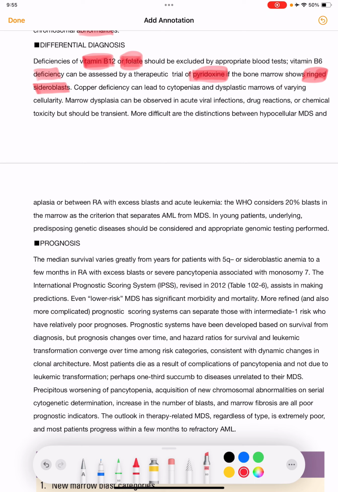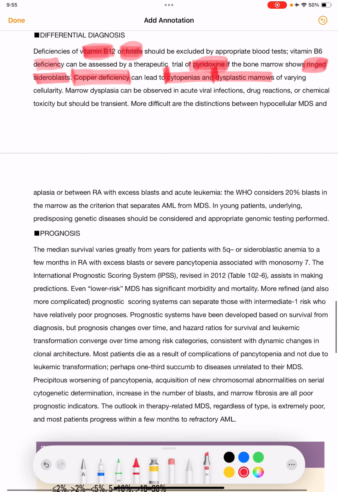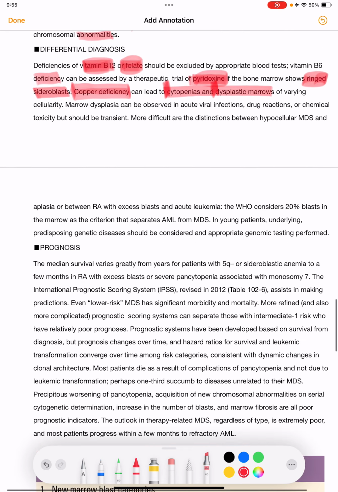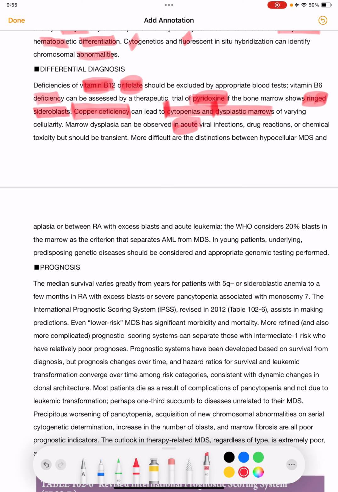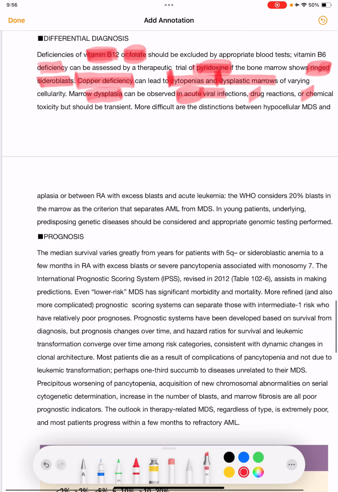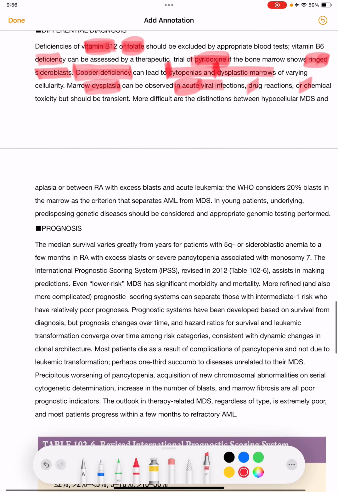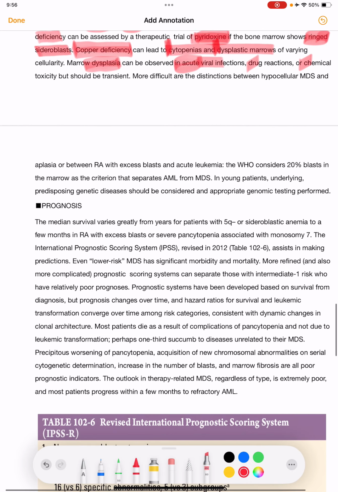Copper deficiency can lead to cytopenias and dysplastic marrows of varying cellularity. Marrow dysplasia can also be observed in acute viral infections, drug reactions or chemical toxicity, but it should be transient, that is, it should subside after a few days.